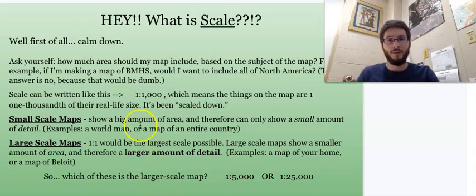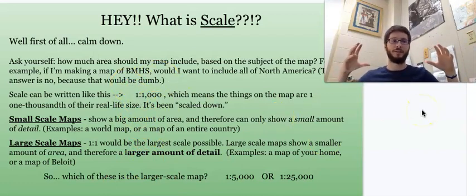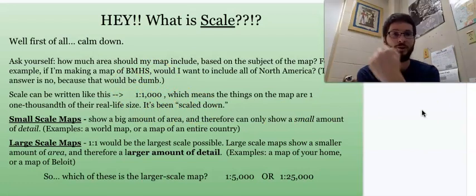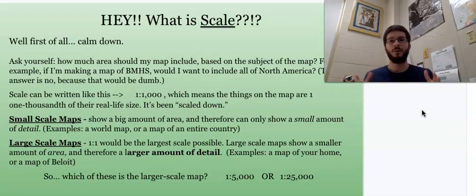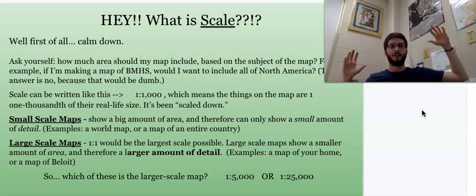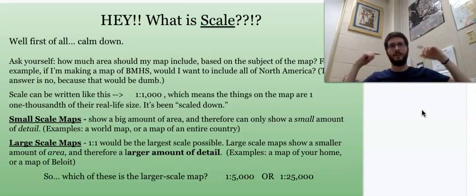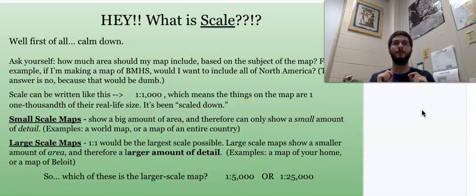So it might be scaled at a ratio of 1/1000th of real life size, or it might be 1/100,000th of real life size, right? So 1 inch on your map might be an entire country, right? That would be a small scale map. Okay, it means that you're covering a lot of surface area, but the trick that I always use is small scale map shows a small amount of detail.